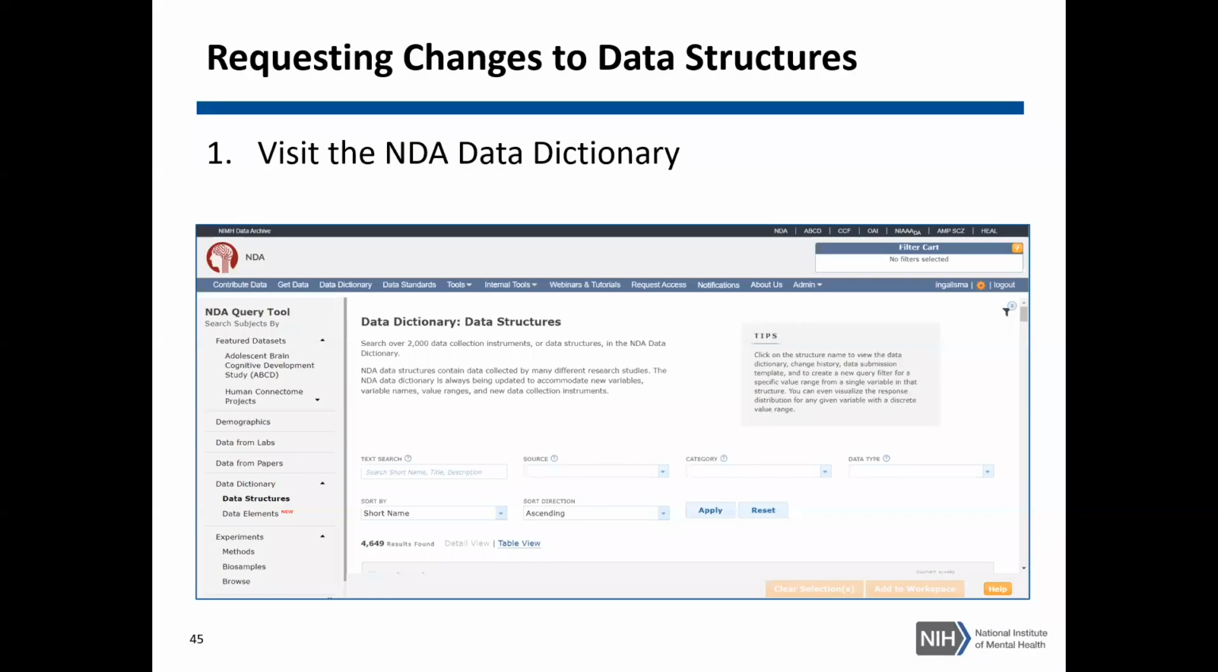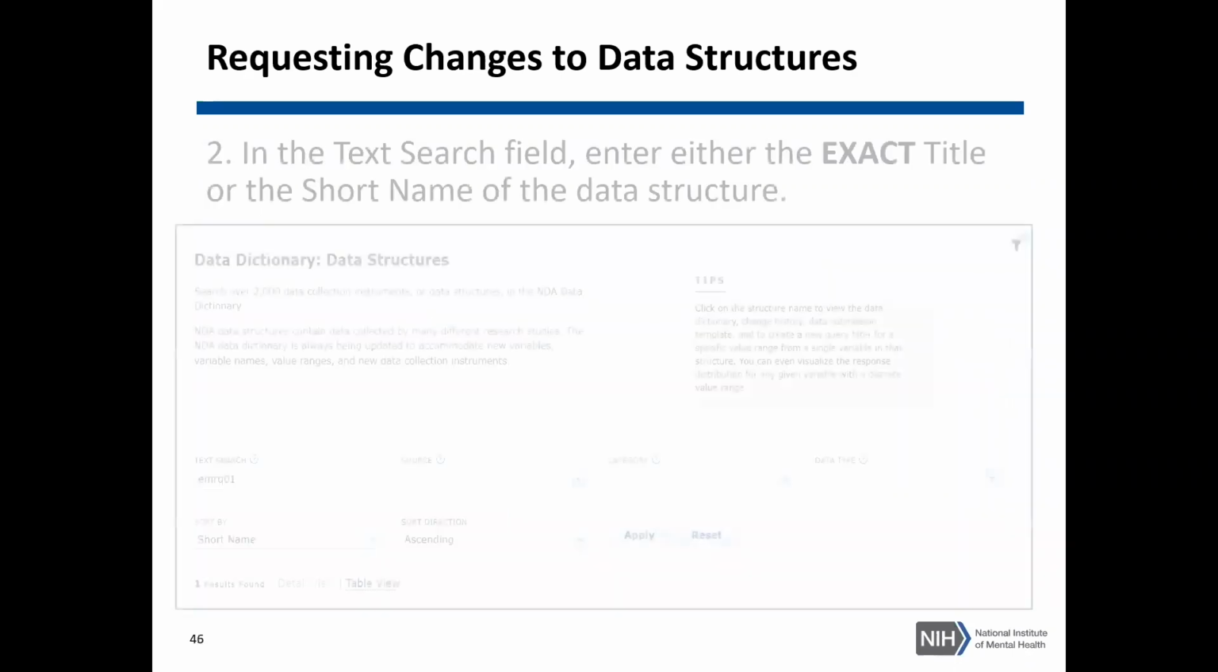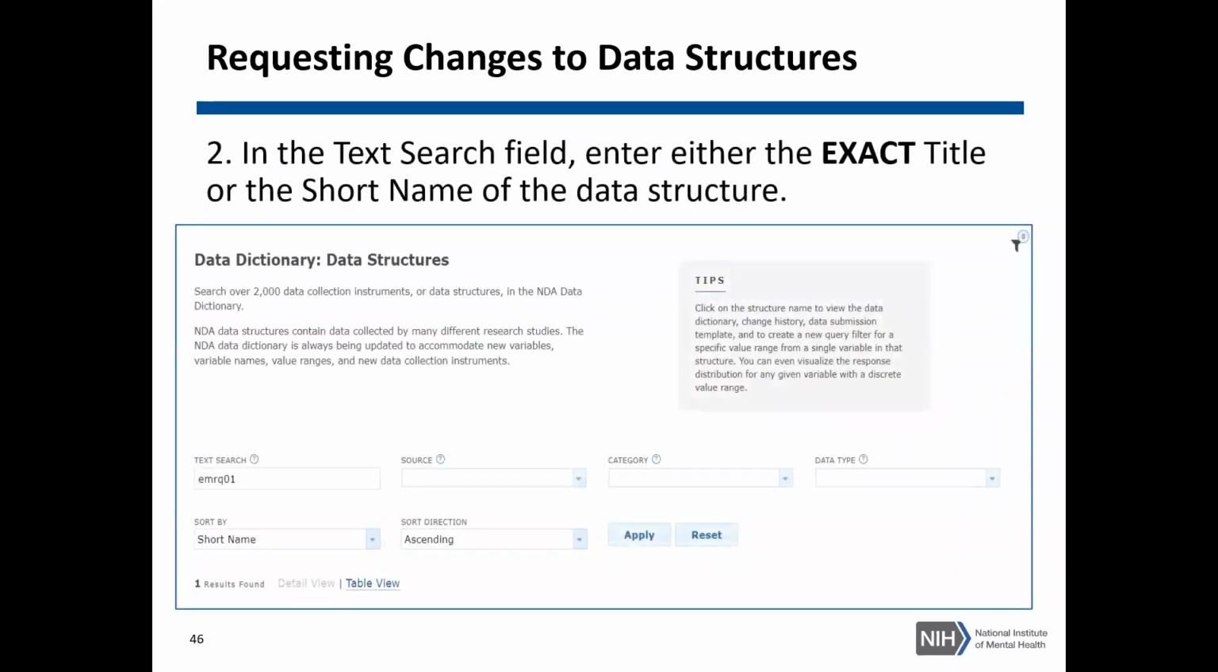Now we'll go over these steps in detail. First, you want to visit the NDA Data Dictionary that Lorraine talked about earlier, and then search for the data structure you'd like to change. As Lorraine mentioned earlier, the NDA Data Dictionary search uses exact search terms, so please make sure to use the exact title or the short name of the structure you'd like to change. And once again, in this example, we're searching for EMRQ01.